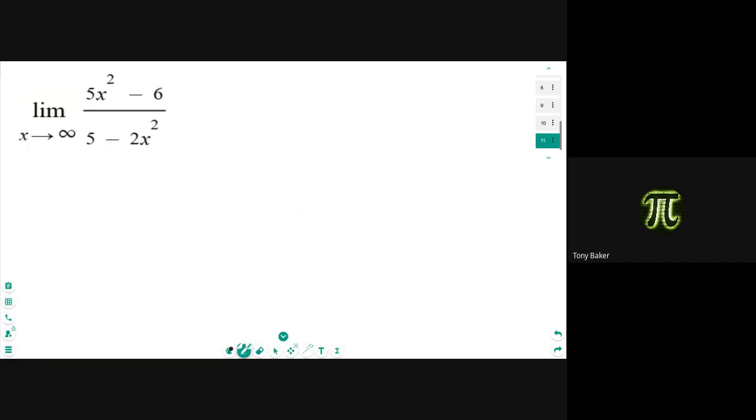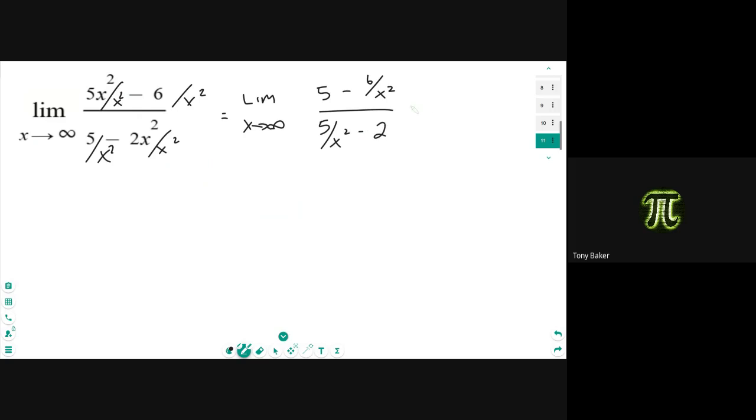So what am I going to divide them all by? x squared. So x squared, x squared, x squared, x squared. So it's the limit as x goes to infinity of (5 minus 6 over x squared) over (5 over x squared minus 2). So 5 minus 0, 0 minus 2. So negative 5 over 2.